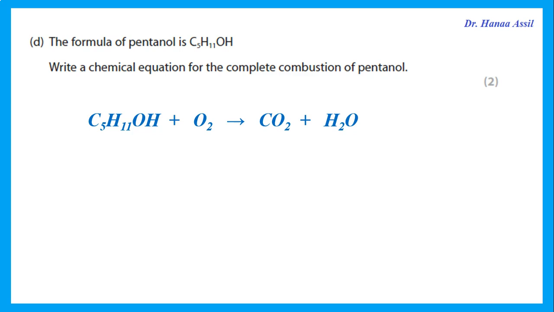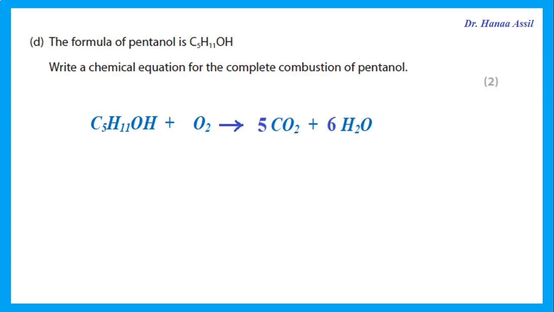Now before the arrow I have 5 carbons, so I need to put 5 carbons after the arrow. Before the arrow I have 12 hydrogens, so I need 2 times 6 after the arrow. But then if I count the number of oxygens after the arrow, I have 2 times 5, 10, plus 6, so I have 16.